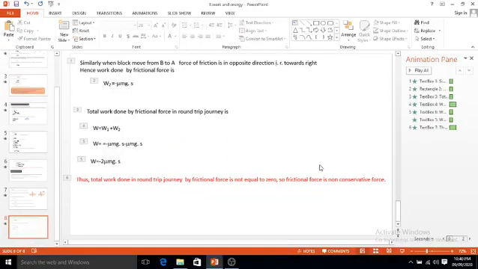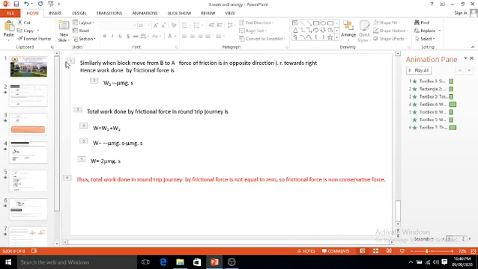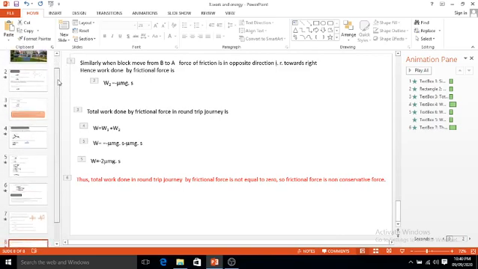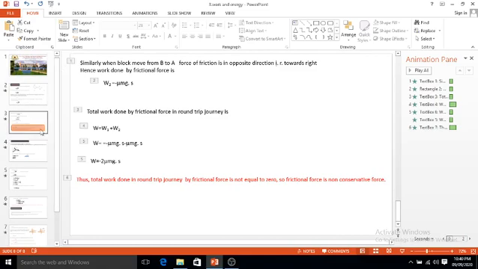So today we have learned about the conservative force and the non-conservative force. A conservative force can be defined as one where the work done by the force is independent of the path followed by the particle but depends upon its initial and final state. For a non-conservative force, the work done depends upon the path followed by the particle. So this is the difference between a conservative and a non-conservative force. You should remember it.